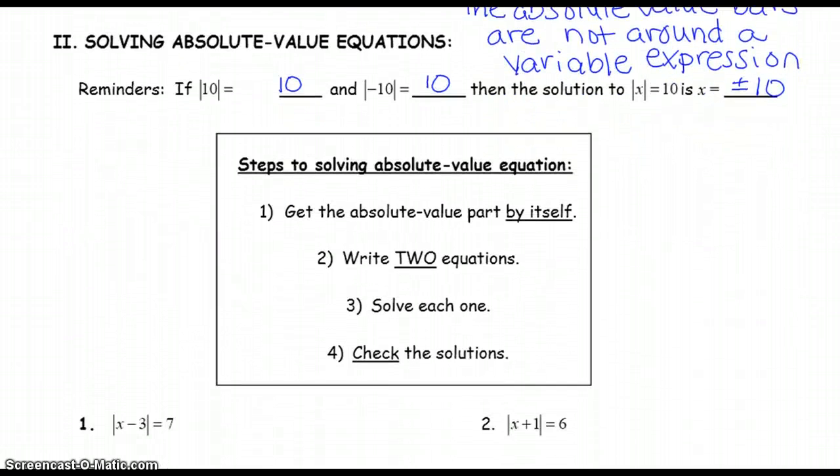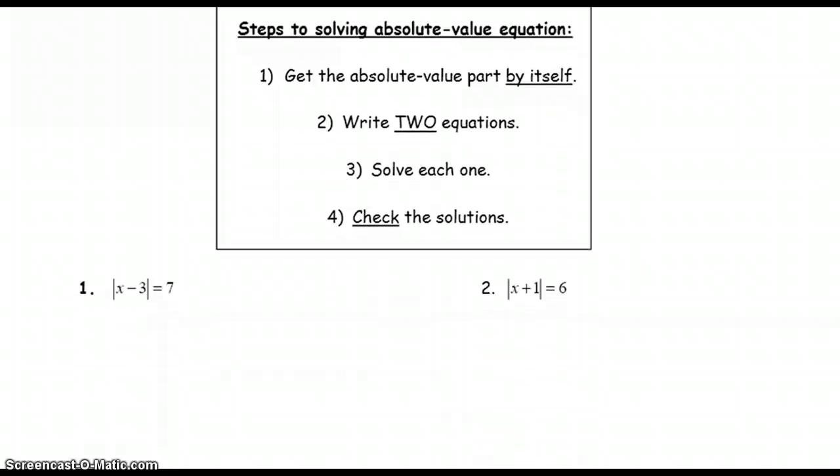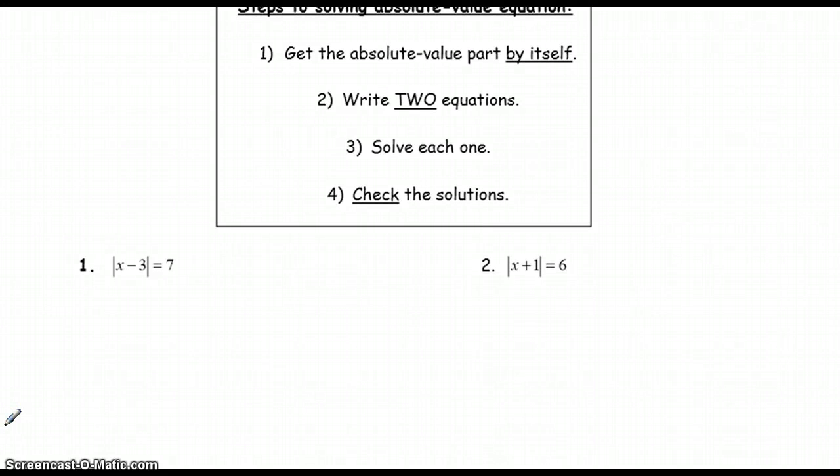Let's keep going. To solve an absolute value equation, there are 4 steps. You want to get the absolute value part by itself, isolate it, write 2 equations, solve each one, and then of course check your solution. So let's go ahead and start with example number 1. Notice that our absolute value is on the left side of our equation by itself. Since it is by itself, we can now go to step 2, which is to write 2 equations. So we're going to break this up into 2 problems.